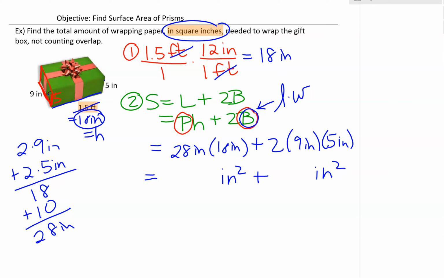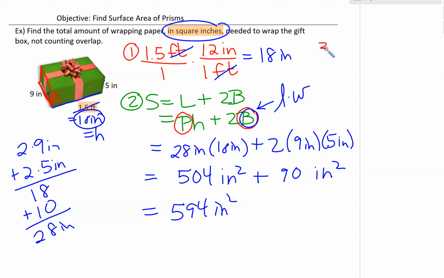All right, so we can use our calculators. Although for this problem, it's all nice whole numbers, so we could do this without a calculator if necessary. 28 times 18 will give us 504. And then 9 times 5 is 45, and doubling that gives us 90 for this part. So we get 594 square inches. And then we would write our conclusion here.